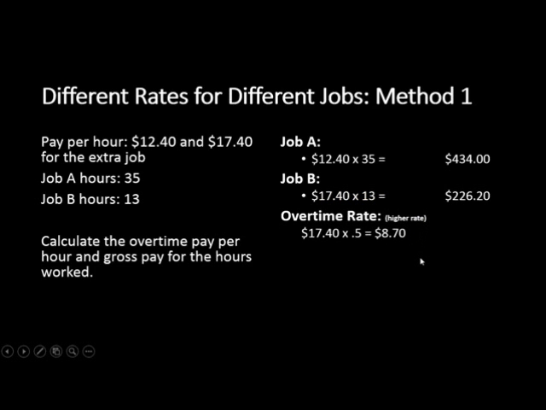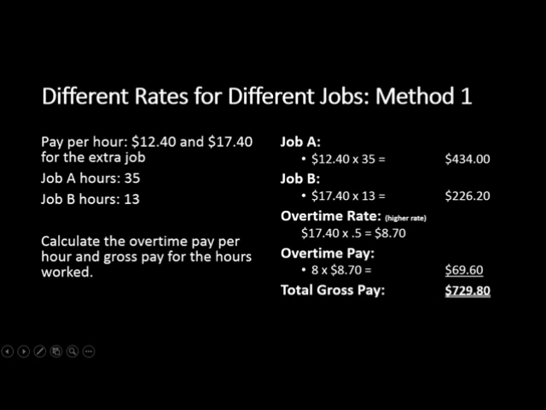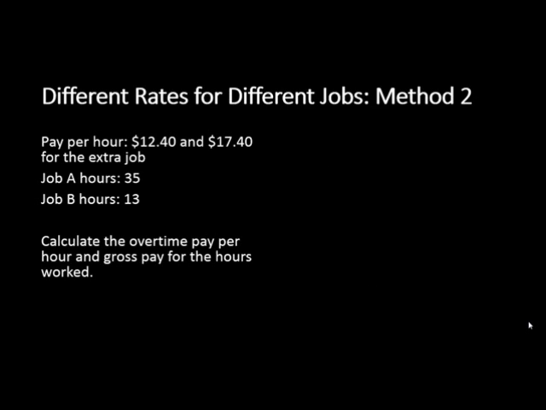The overtime rate is calculated by multiplying $17.40 by 0.5 to determine that $8.70 per hour is considered to be the overtime rate. Overtime pay, $69.60. And total gross pay is $729.80. Method 1 bases overtime rate on the highest paying job the employee worked on. Different rates for different jobs.